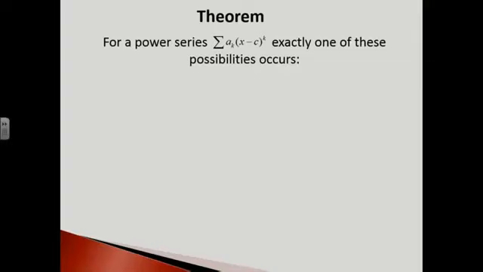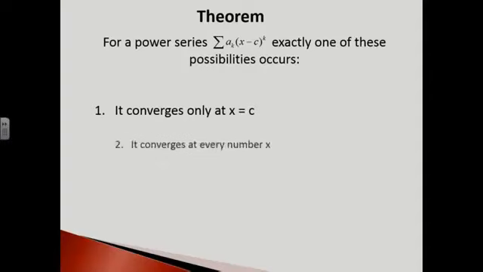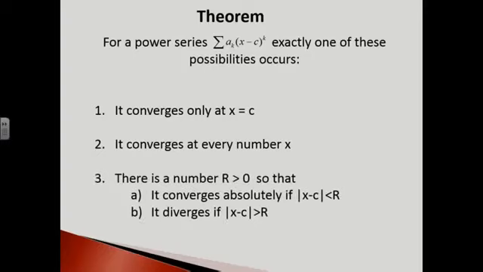The following theorem tells us about the convergence of a power series. Exactly one of these possibilities occurs. 1. It converges only at x equals c. 2. It converges at every number x. 3. There is a number r greater than 0, so that a. It converges absolutely if the absolute value of x minus c is less than r. b. It diverges if the absolute value of x minus c is greater than r.